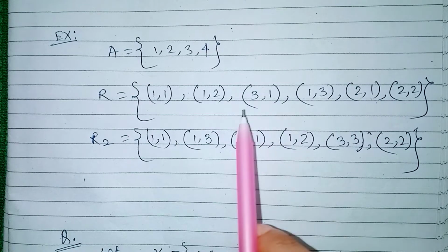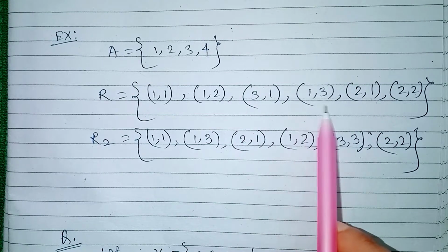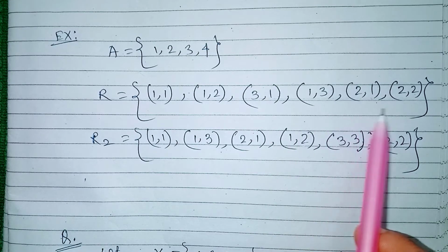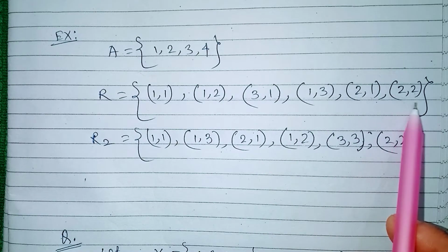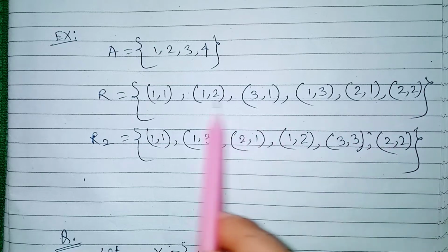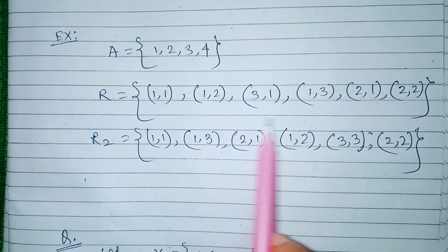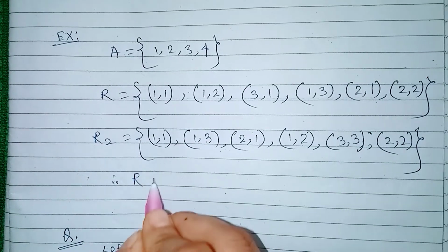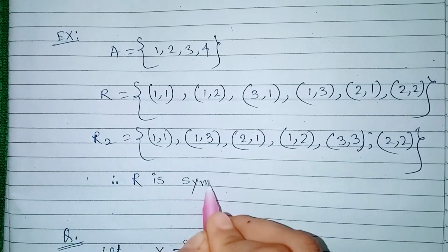(3, 1): the opposite of (3, 1) is (1, 3). Yes, (1, 3) also belongs here. And (2, 2) obviously the opposite is (2, 2). So all the opposite elements lie in R. So that's why R is symmetric.